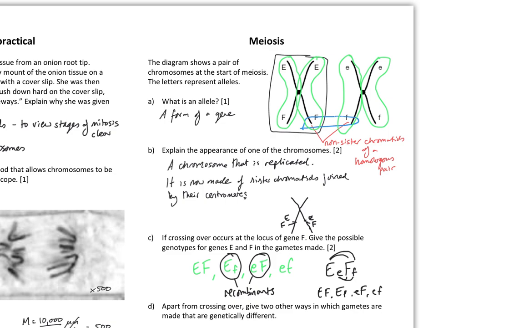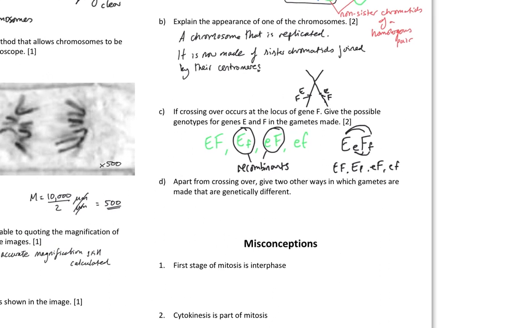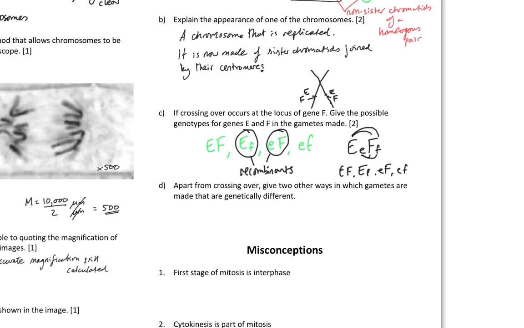Yeah, so a bit more on crossing over there, which you'd need to know for the dihybrid crosses and two-gene genetics. And then lastly, on this little section, apart from crossing over, give two other ways in which gametes are made that are genetically different. Well, we've got our independent segregation.